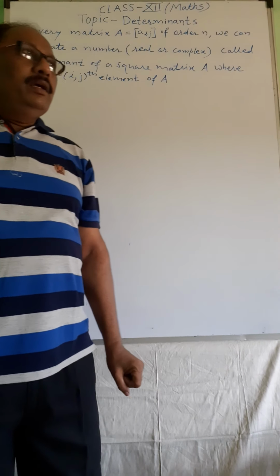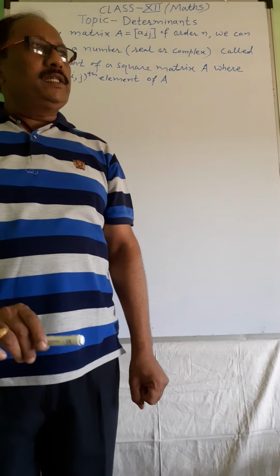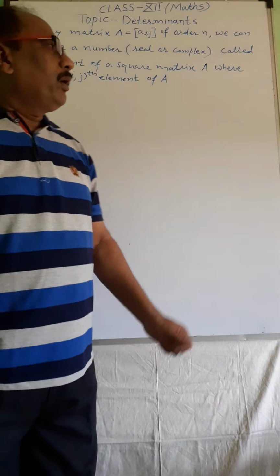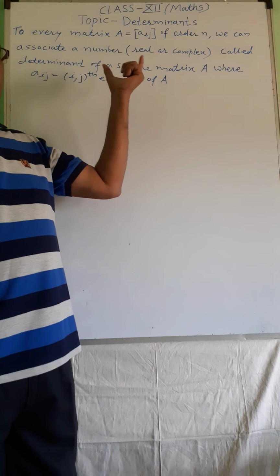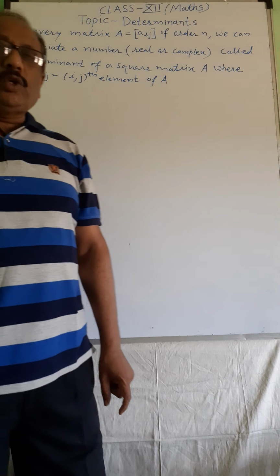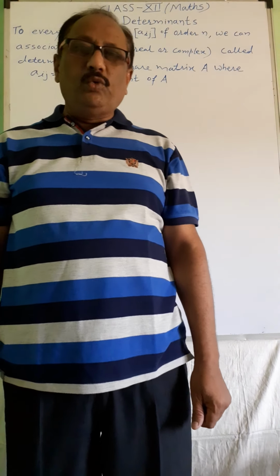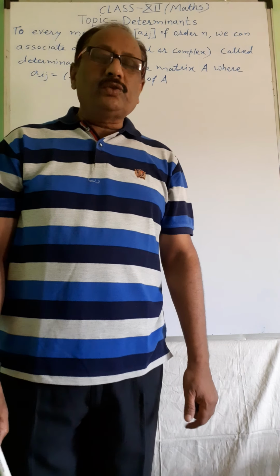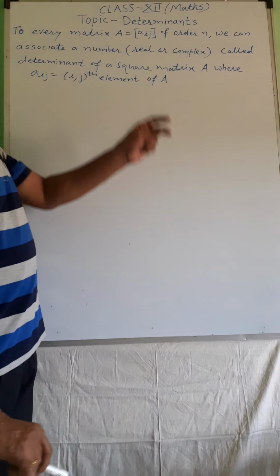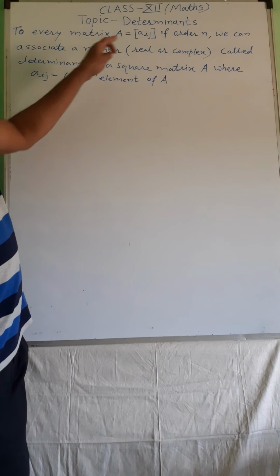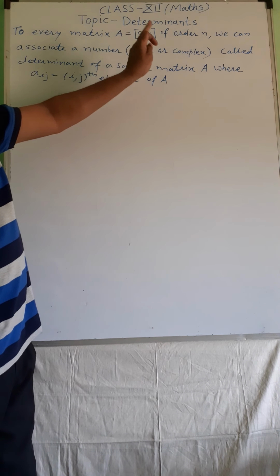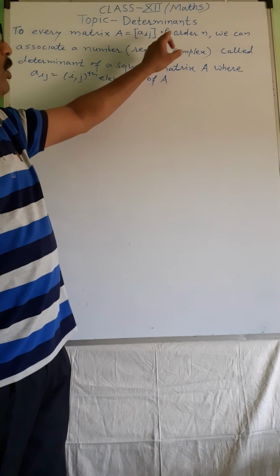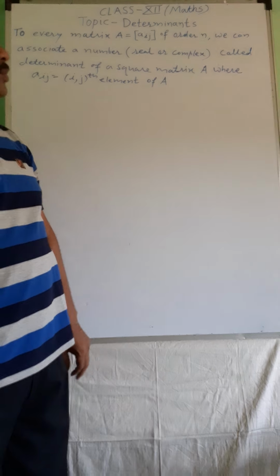We cannot find the value of a determinant if the matrix is a rectangular matrix. That means for the value of the determinant we need a square matrix: a square matrix of order 1, of order 2 meaning 2 by 2, of order 3 meaning 3 by 3, or of order n. The determinant is the value, real or complex, associated with the square matrix A = [Aij] of order n.